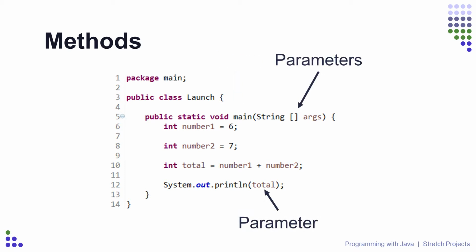Finally, within brackets we have parameters. This is just a list of variables that must be passed across when it comes to calling the method. So for example, when we call the println method on line 12 here, we also pass across the value of the variable called total. The println method has some built-in functionality so that you can pass across numbers like we have here, and it will convert that number into a string.